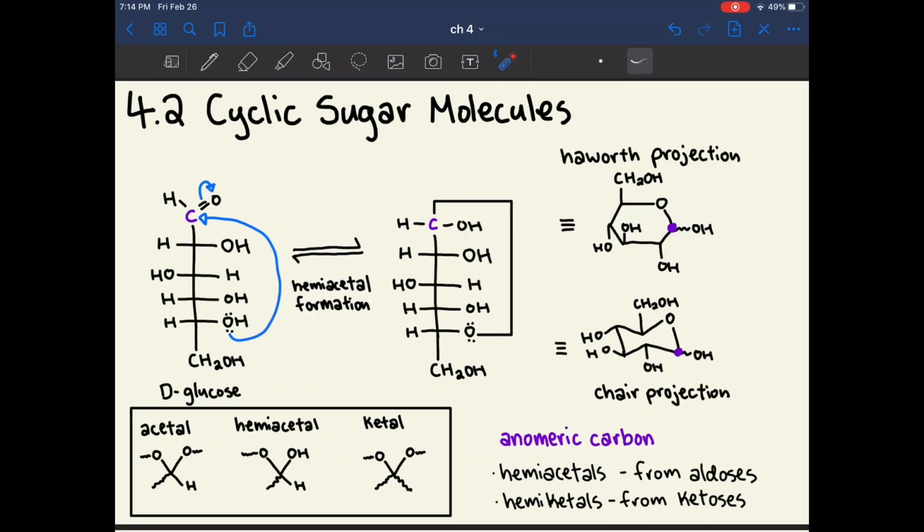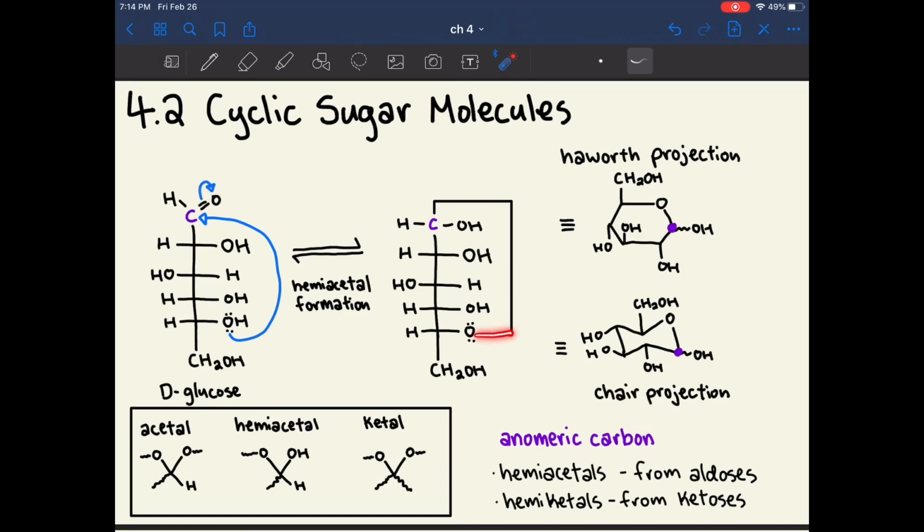Chapter 4.2 is about cyclic sugar molecules, and this is the mechanism for the cyclization of D-glucose. As you can see, the electrons on the oxygen of the OH group of the second to last carbon will attack the carbon of the carbonyl group, causing the electrons in that double bond to go back to the oxygen.